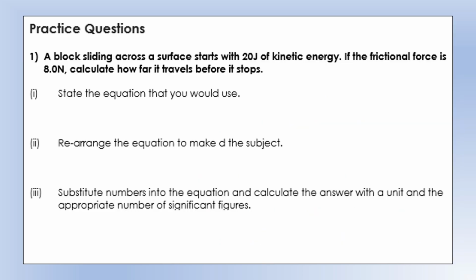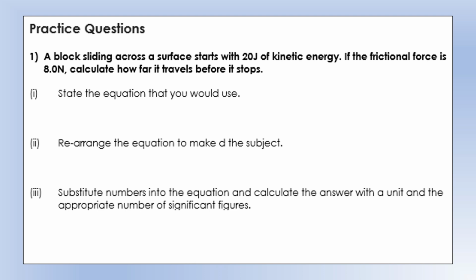Okay, so we're going to have a look at a few example questions that, again, I'm going to ask you to have a go at first, and then we can go through them. So the first one: a block sliding across the surface starts with 20 joules of kinetic energy. If the frictional force is 8 newtons, calculate how far it travels before it stops. So pause the video now and have a crack at these three stages.